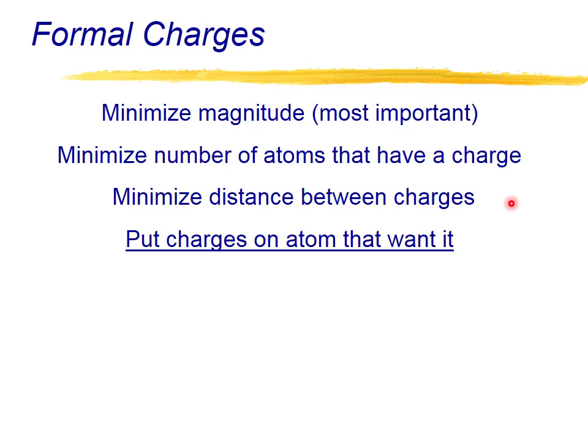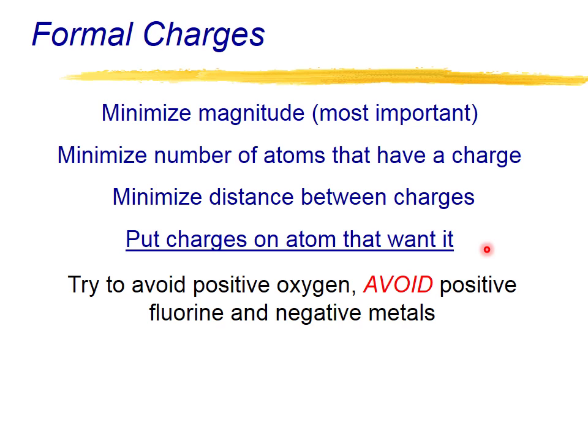Alright. Another thing to look out for is to put the charges on the atoms that want it. Namely, the negative formal charge is best put on the more electronegative atom. So try to avoid positive oxygens and straight up avoid positive fluorines, and also metals with a negative formal charge, because nature doesn't do that. You can actually get a negative formal charge on metals, but you really have to work hard on it.